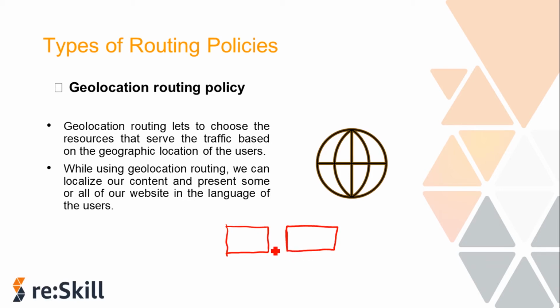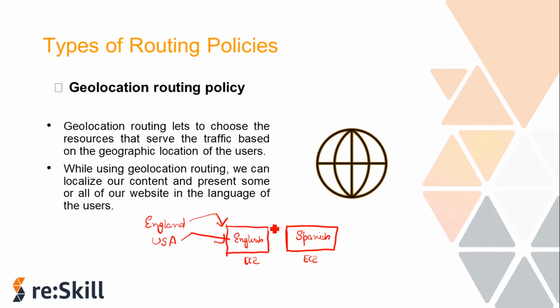One server contains a website that is hosted in English, and the same website has been translated to Spanish and hosted on the second EC2 server. So I can specify in the geolocation routing policy that if a request comes from, let's say, England or the USA, it should be routed to the server that contains the website translated to English.